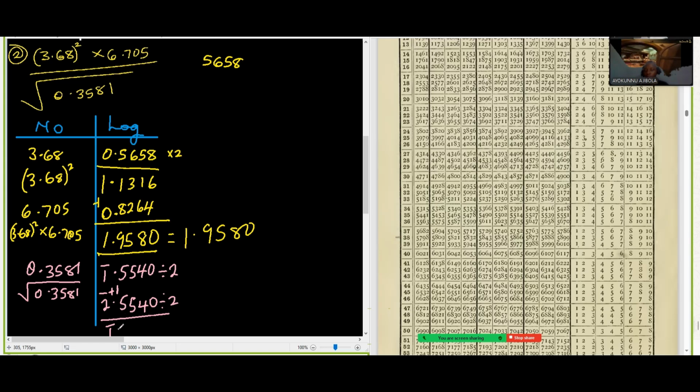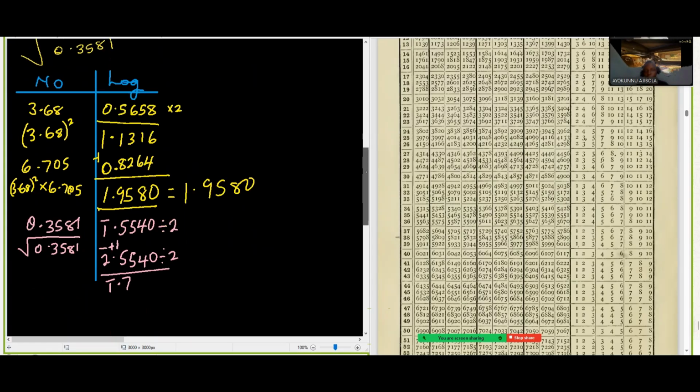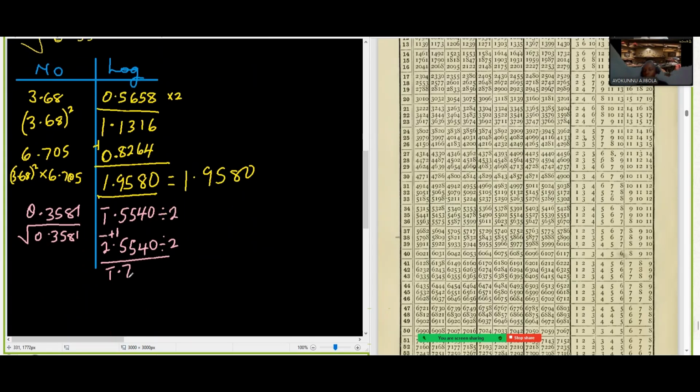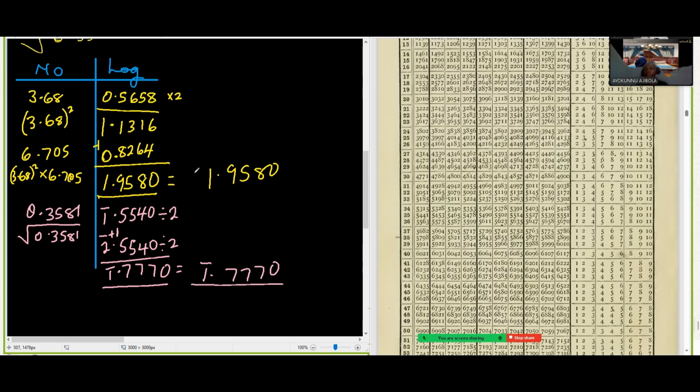2 in 15, that's 7, remainder 1. 2 in 15 again, 7, remainder 1. 2 in 14, 7. Then 2 in 0, 0. So this is what I have here. And now I'm going to write it also to tally with this one at the top here because I'm going to be handling them together, which is bar 1.7770.